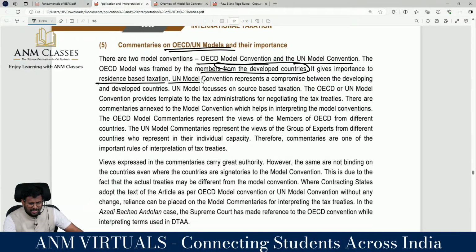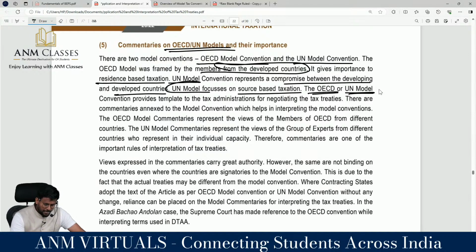The UN model convention represents a compromise between the developing countries and what? The UN model focuses on source-based taxation. Very good, congratulations. Here the source is what matters, and residence is not so important. Do you understand how the conflict arises? The OECD model convention provides a template. It's a template.